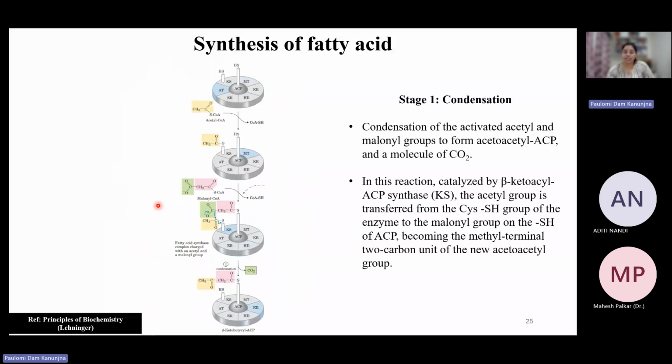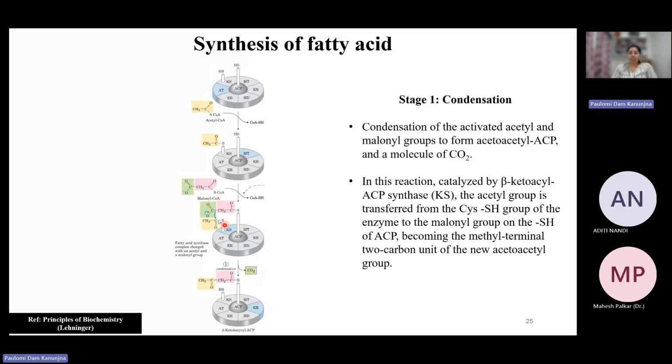Now the first thing is condensation, which is basically removal of CO2. So from these, we have already seen CO2 is removed. The enzyme involved in this is beta ketoacyl ACP synthase, which is KS. The KS is the location where you have the acetyl coenzyme A group added, and this is the first enzyme that acts in stage 1. So that is how you can remember also, right? What takes place here is the acetyl group is transferred from the cysteine SH to the malonyl, and this becomes the methyl terminal 2 carbon, which we have already discussed.